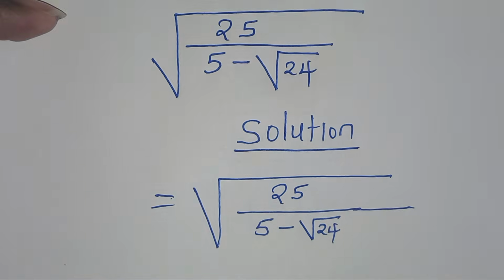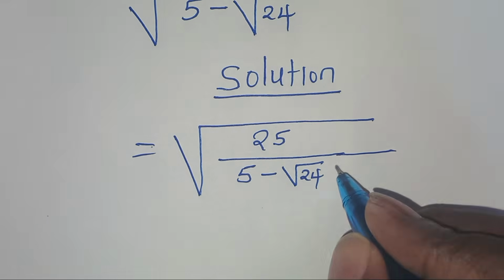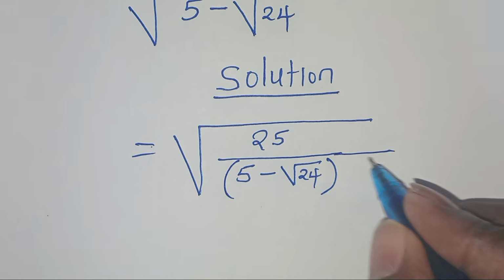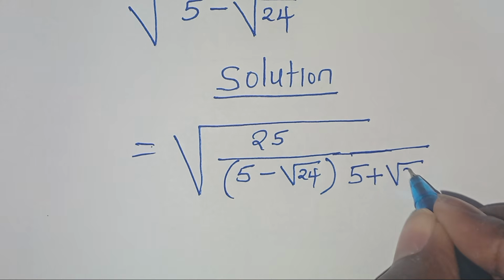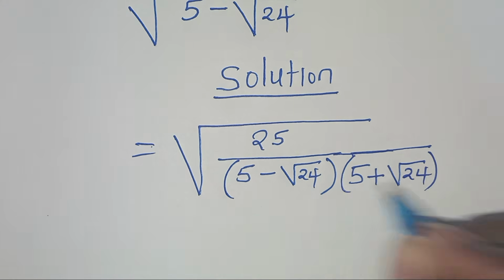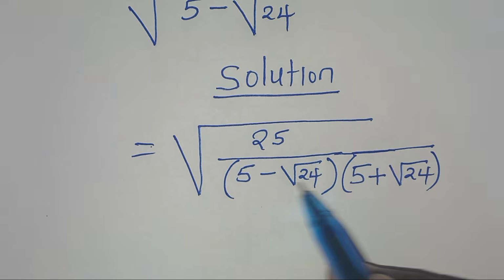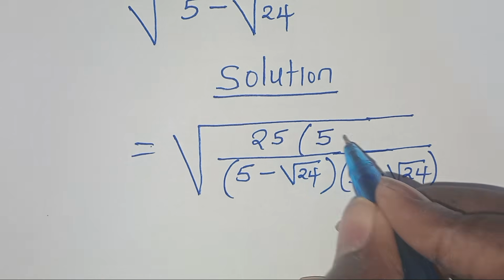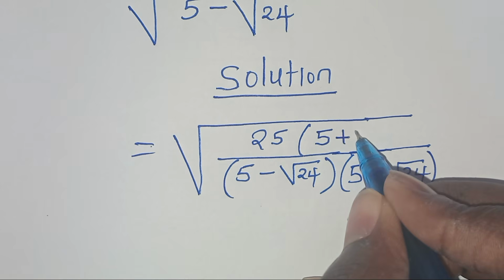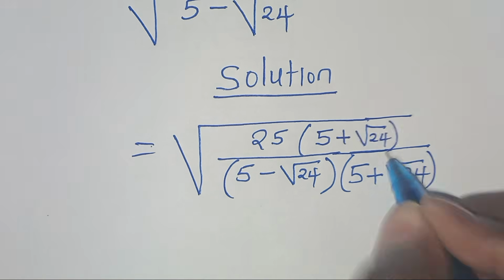Now the first step to do here, let's introduce a conjugate. A conjugate here is 5 plus square root of 24. So we rationalize the denominator here by introducing a conjugate. Let's multiply the same conjugate with the numerator, which is 25 times 5 plus root 24.